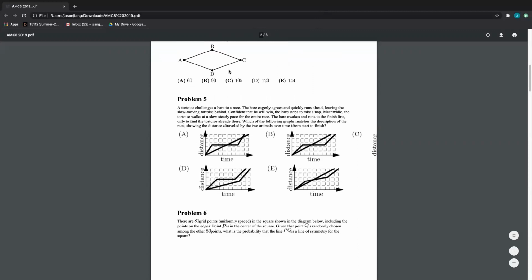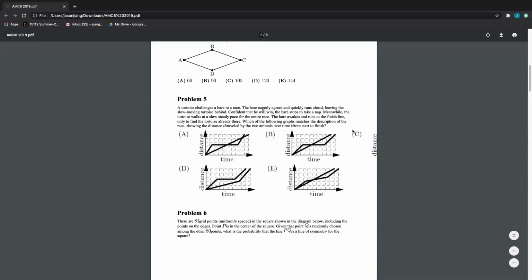We have a tortoise who challenges a hare to a race. The hare agrees and runs ahead and leaves the tortoise behind. Confident that he will win, he stops to take a nap. So then the tortoise walks at a slow, steady pace for the entire race. The hare awakens and races to the finish line, only to find the tortoise already there. So we want to know which one of these graphs accurately matches the description.